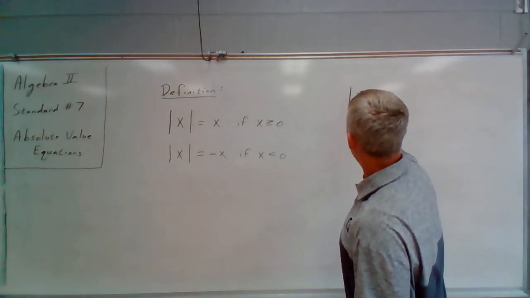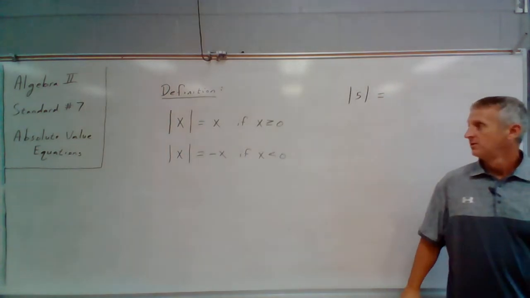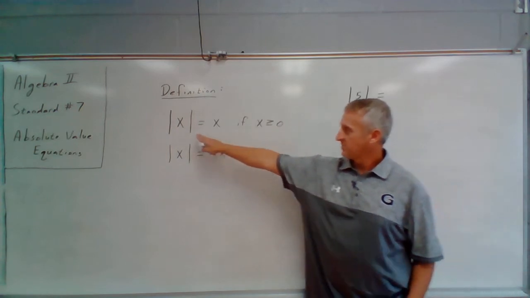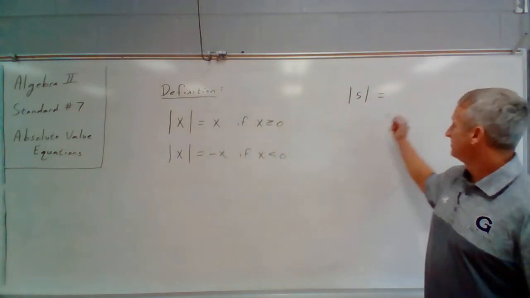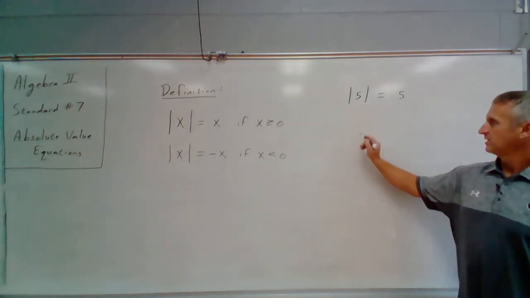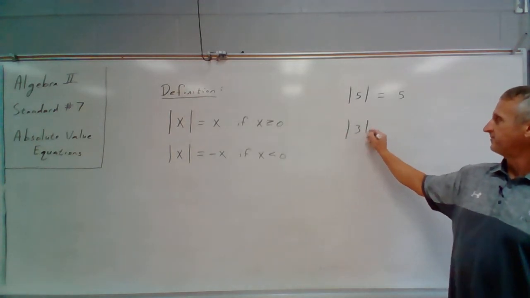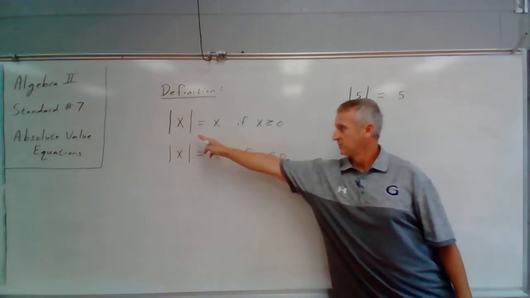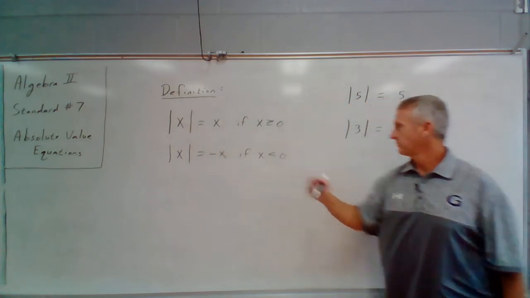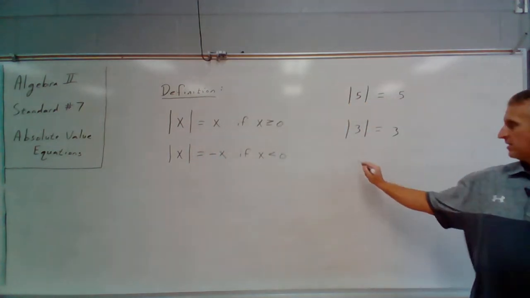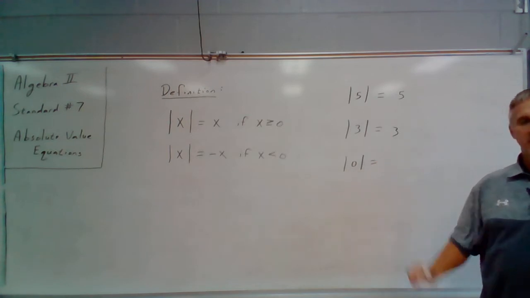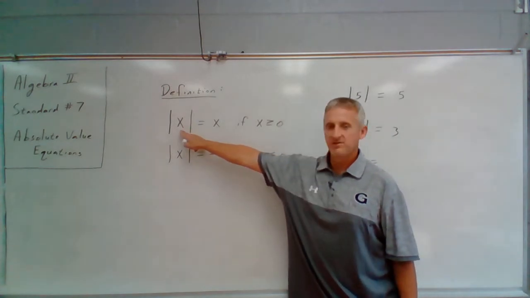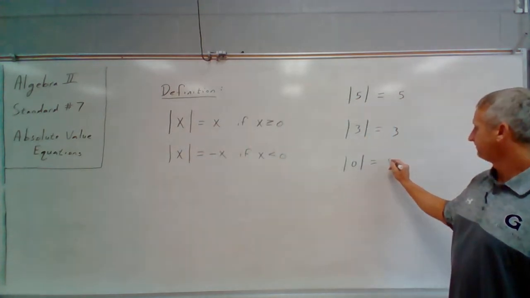For example, take the absolute value of 5. 5 is greater than or equal to 0, so the absolute value of 5 is just equal to 5. Try the absolute value of 3. 3 is greater than or equal to 0, so the absolute value of 3 equals 3. Let's try 0. 0 is equal to 0, so the absolute value of 0 equals 0.